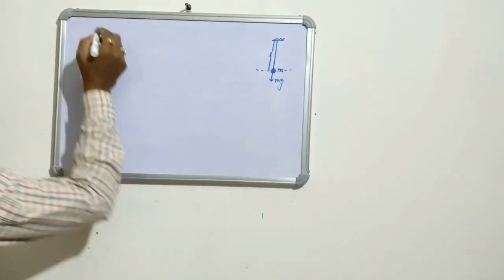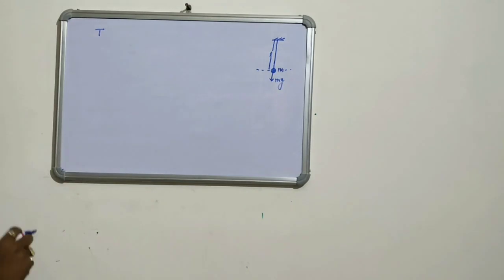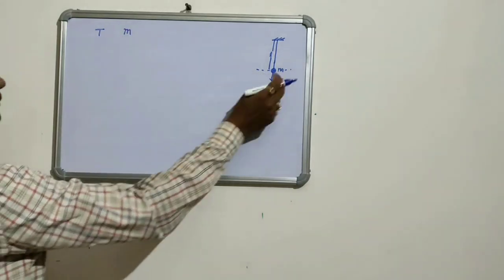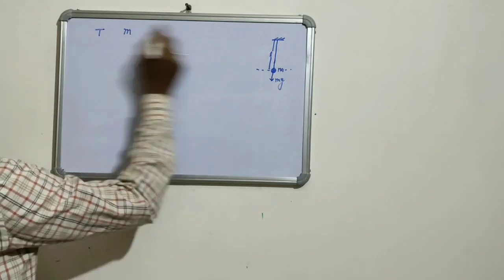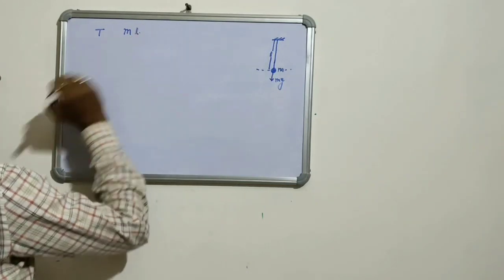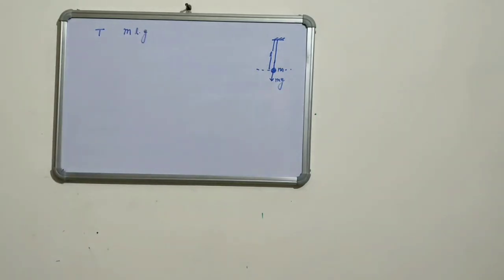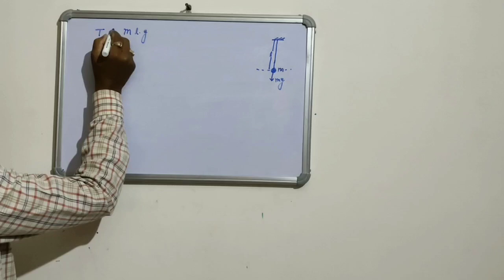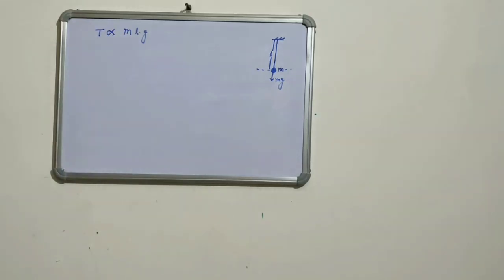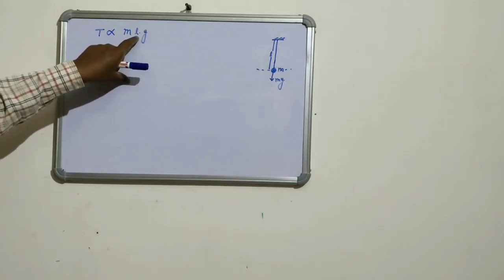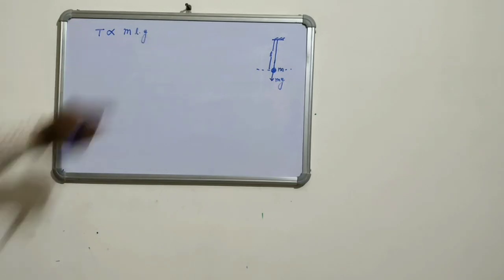The question is, the time period T of a simple pendulum depends on the mass of the bob, the length of the string, and the acceleration due to gravity g. So the time period is dependent on three physical quantities: mass, length, and g. This means we can use the proportionality sign. So the time period depends on the mass of the bob, the length of the string, and the acceleration due to gravity g.